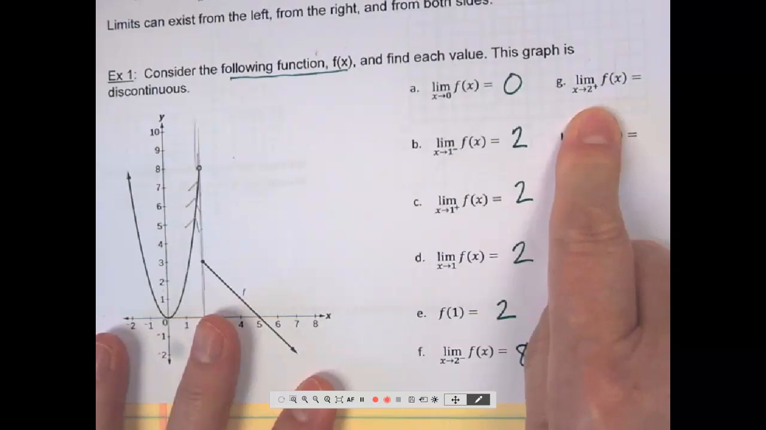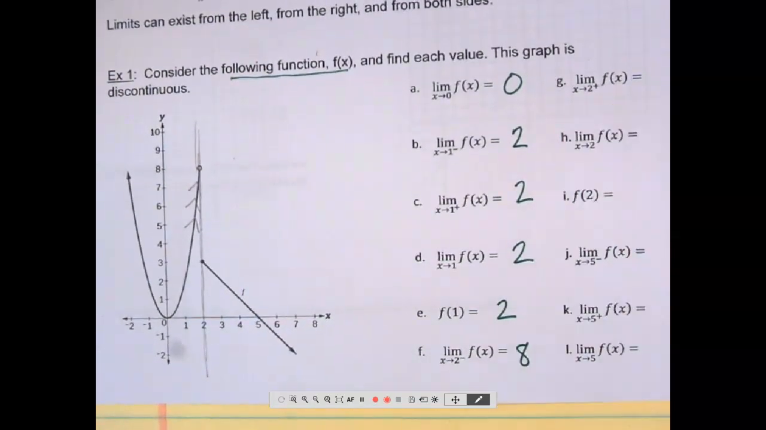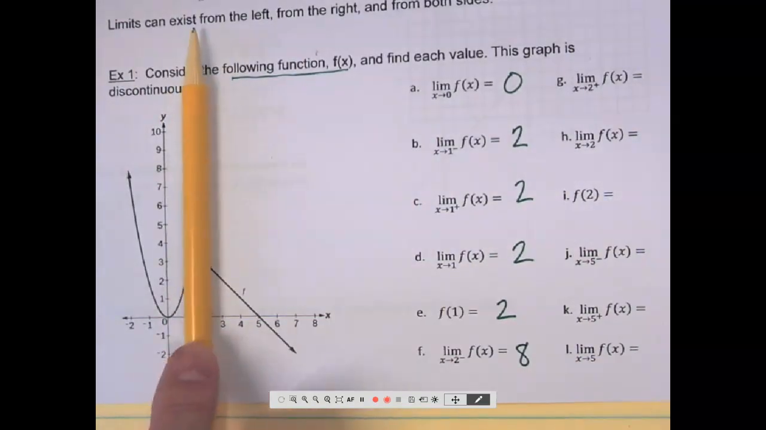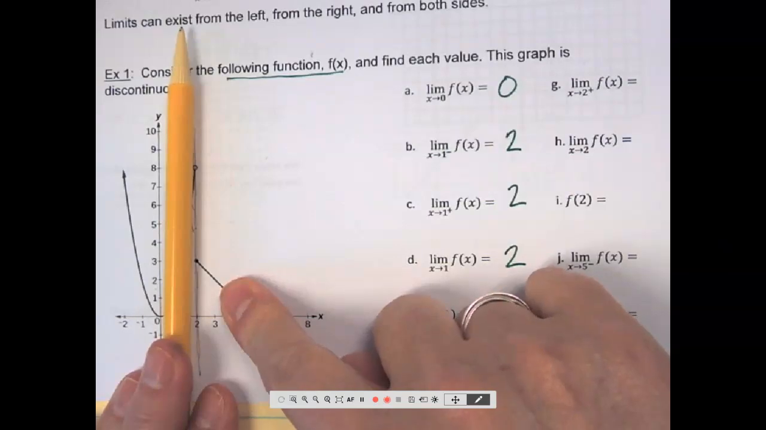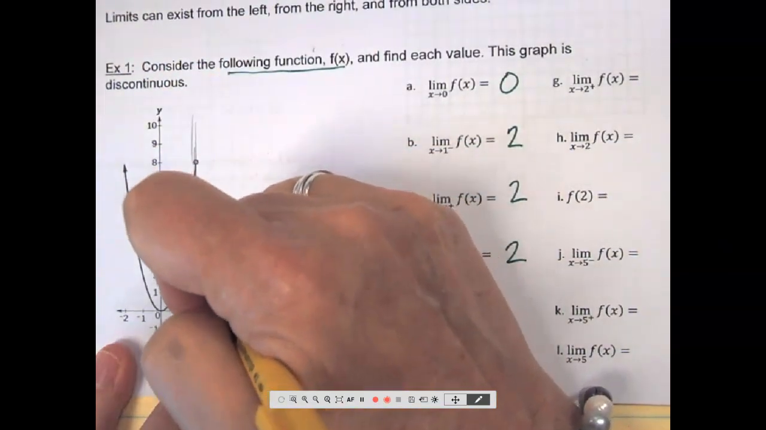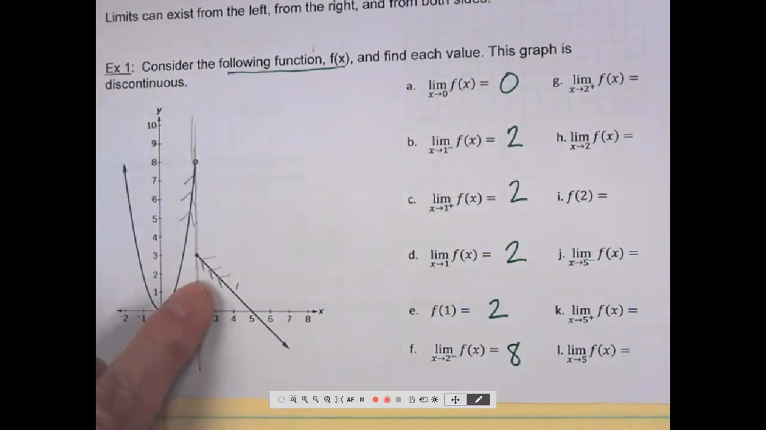Okay, part G. Now I'm going to find the limit as x approaches 2 from the right. This is where x equals 2. And you can see on the right-hand side, now I'm dealing with this other piece of the graph. So now I'm coming in this way. What are those y values approaching? 3.